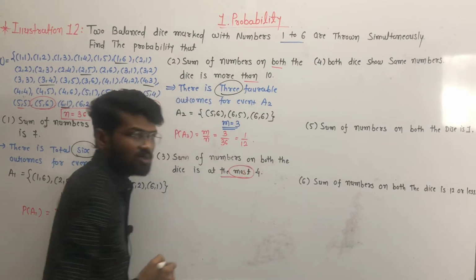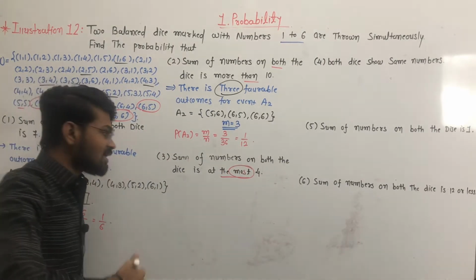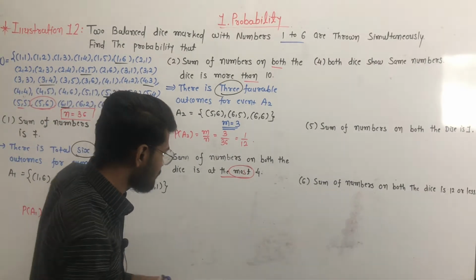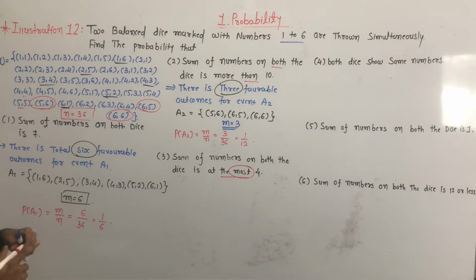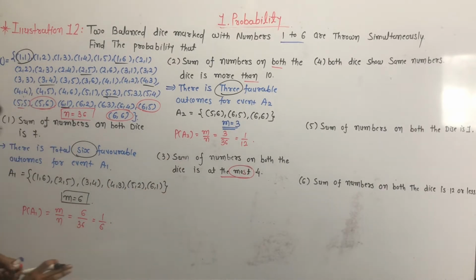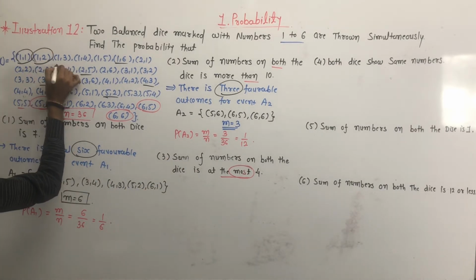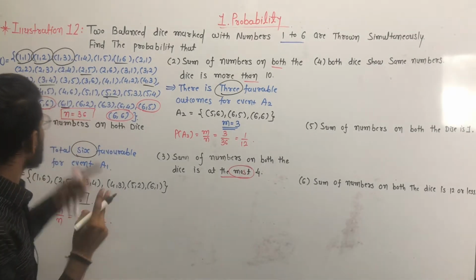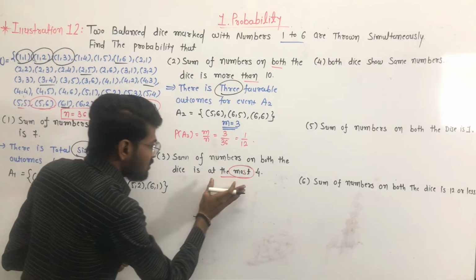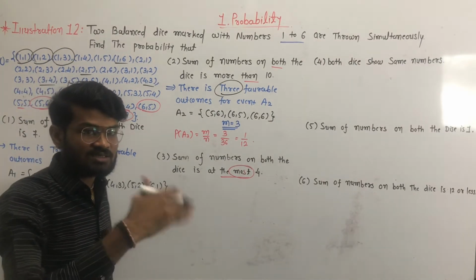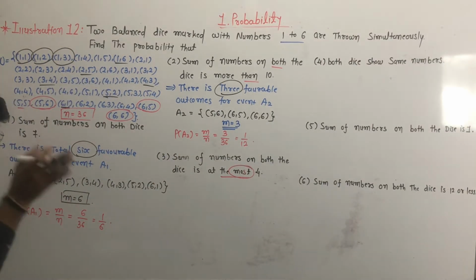At most 4 means the sum should be at most 4, it should not be more than 4. Okay, so our favorable outcomes will be, 1 and 1. Sum is 2 and it is less than 4. Then 1 and 2, sum 3. Then 1 and 3. The sum of 1 and 3 is equal to 4 and we have to consider 4, because our sum is at most 4. It should not be more than 4. So 4 is included.